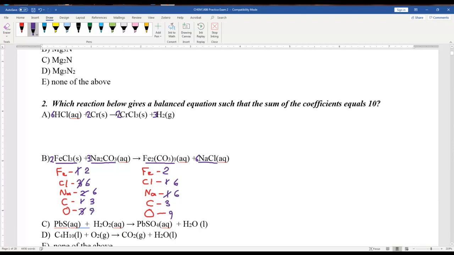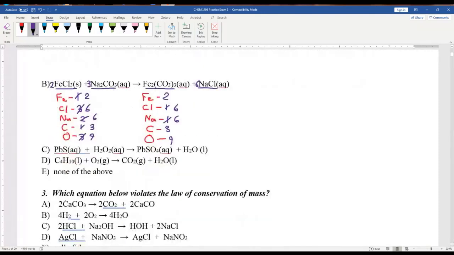So now I see that balancing the first 3 elements actually took care of the last 2, so I don't have to worry about it. It's going to just be a 2, a 3, a 1, and a 6. Now, do those coefficients add up to 10? No, that's more than 10, right? 7 on the product side, 5 on the reactant side, so that'll be 12. So that's not our answer either.